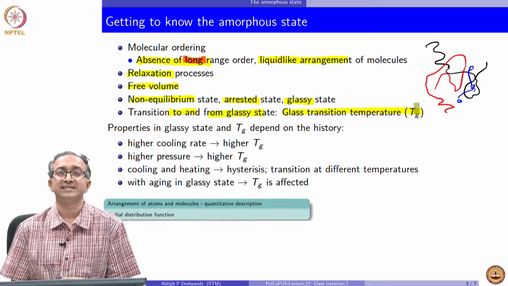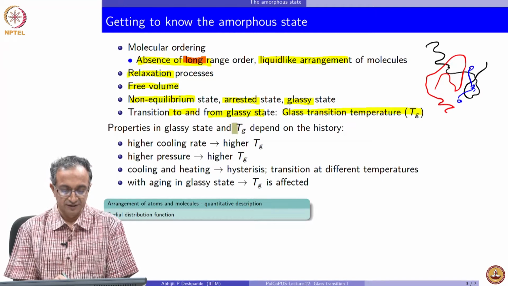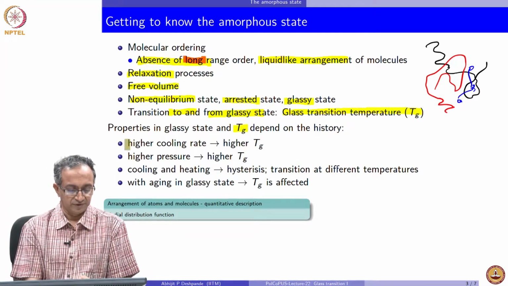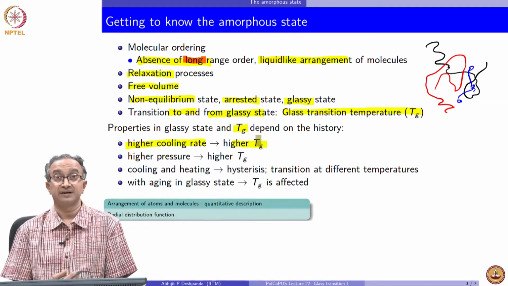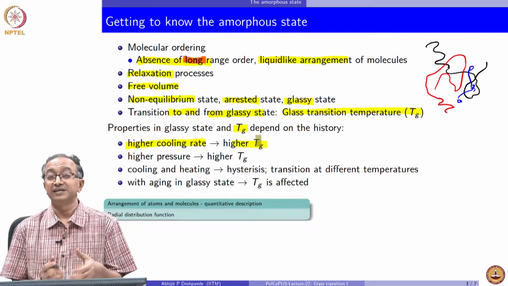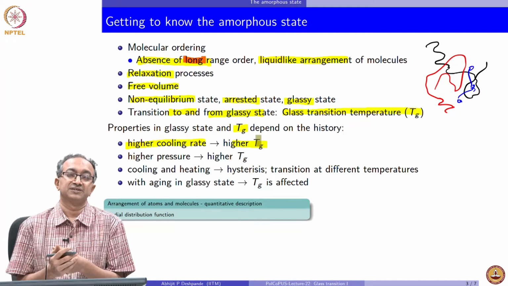So, here we will quickly summarize some of the key features which are known about the glass transition temperature. So, this Tg, if one cools the sample at a higher cooling rate, we would observe generally a higher glass transition. So, this is another key feature that we have highlighted many times as far as macromolecular systems are concerned.